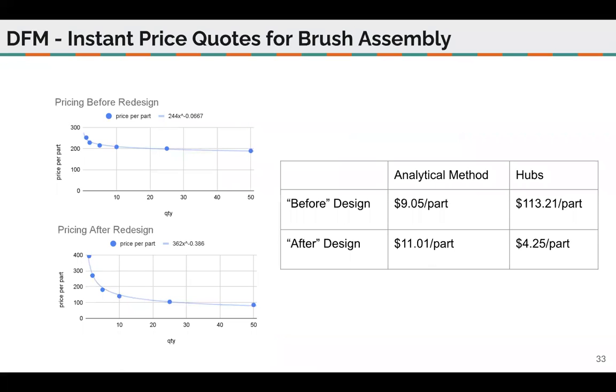Now, here you can see we used Hubs to compare the price of the brush assembly before and after our redesign that accounted for design for manufacturing. We're seeing a discrepancy here between the analytical method and the Hubs quote because we were given a lack of data points, which led to an incorrect trend line, and we also had to extrapolate our data. So this could be a potential reason for the discrepancy.